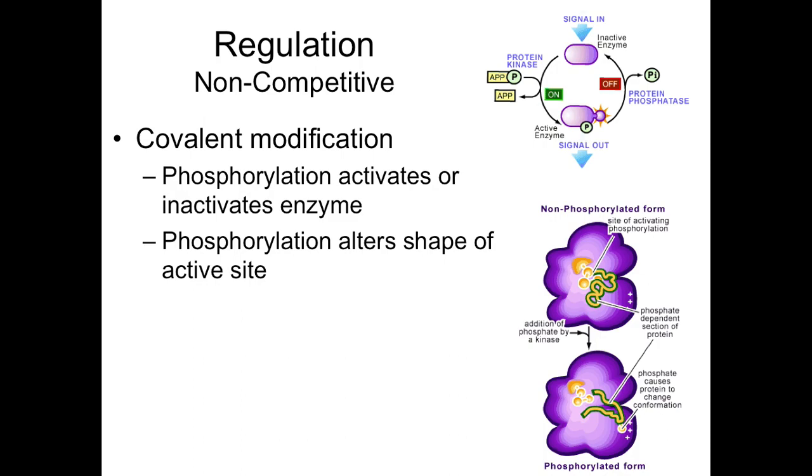Now, there's several different types of non-competitive inhibition. Covalent modifications will shut the enzyme on or off, and these are things like phosphorylation. Okay, so if you phosphorylate the enzyme, then it changes its shape and it's no longer capable of acting on the substrate. Or it could be the opposite. If you phosphorylate the enzyme, you might turn it on. Okay, so this is a very powerful way, and a very common way, that the cell regulates its enzymes: phosphorylation.